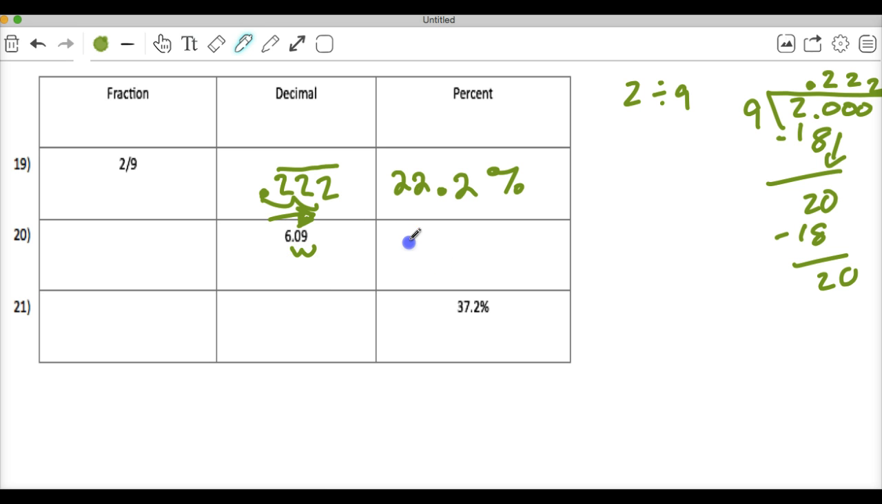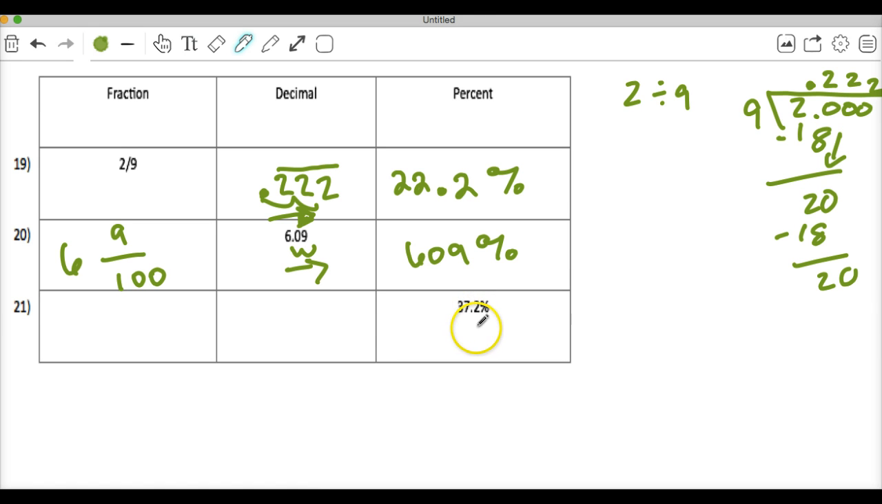For this one, I'm going to go to percent first, so it's going to be 2 places to the right. So that'll be 609%, because that's going to the right. And to make it a fraction, it's going to be reading this number out loud, so 6 and 9/10. Sorry, not 9/10, 9/100. 9/100, and those can't be simplified because they don't have a common factor.